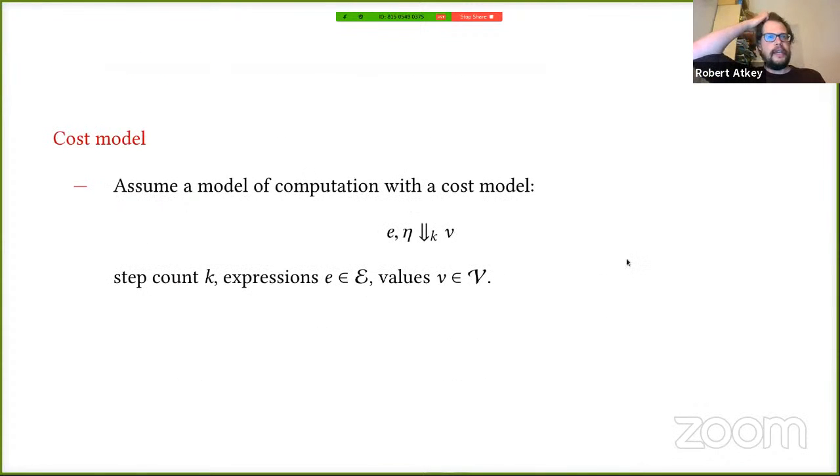And then to get this to work, we have to assume a model of computation that has a cost model. So I use a big step operational semantics. We take expressions E with environments eta, and then in k steps, we reduce, or compute, to some value V.